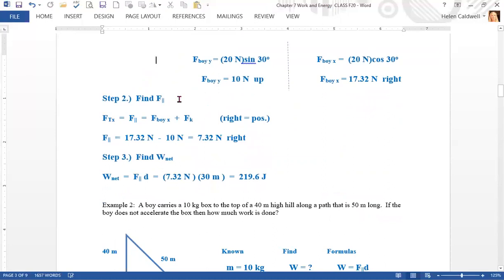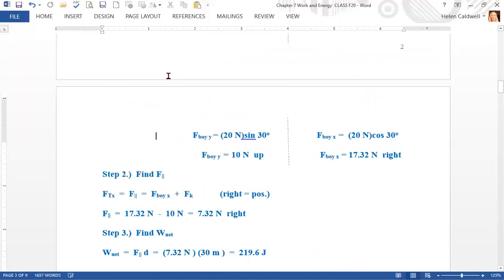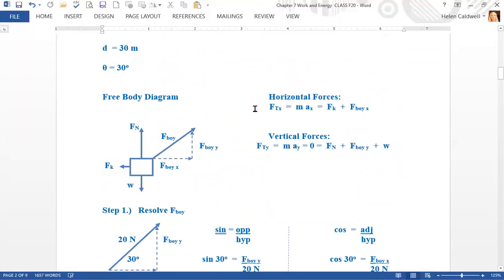Now what? Well, now we can use, remember when you resolve, you go back and you look at the horizontal and vertical force equations. We are looking for the object moves in the x direction, so we wanted the net work done, which means we probably need the total force in the x direction. This is one of the few times we'll actually need the total force in the x direction. We know that it's the force of kinetic friction plus the force of the buoy.